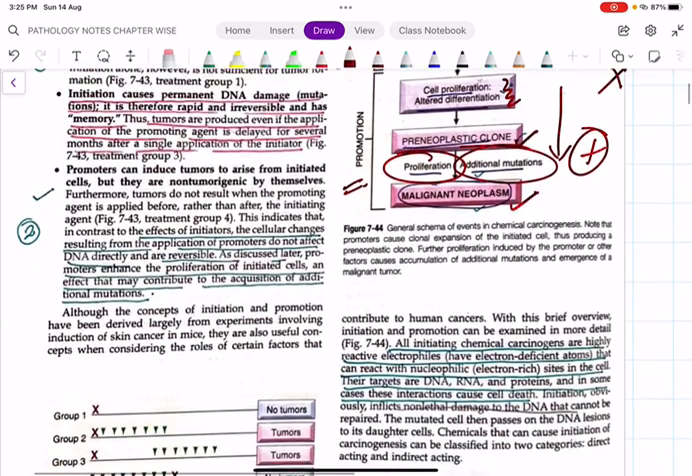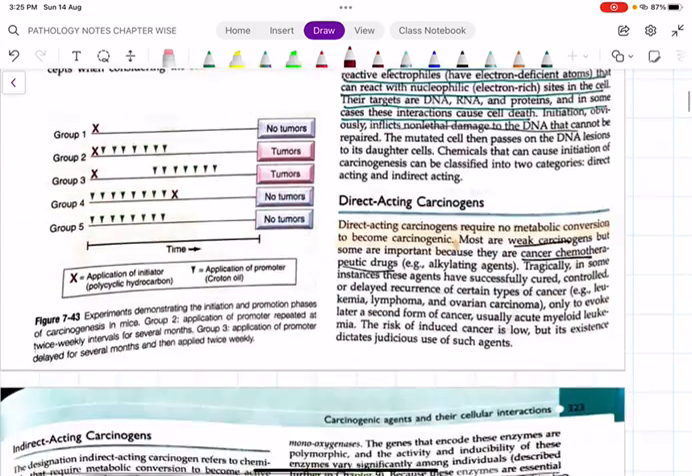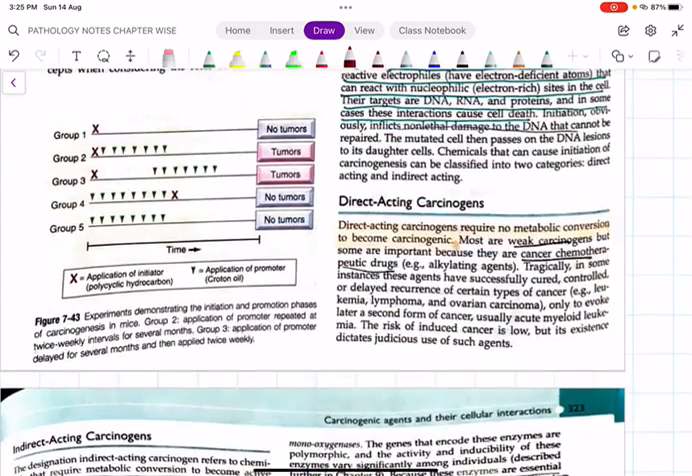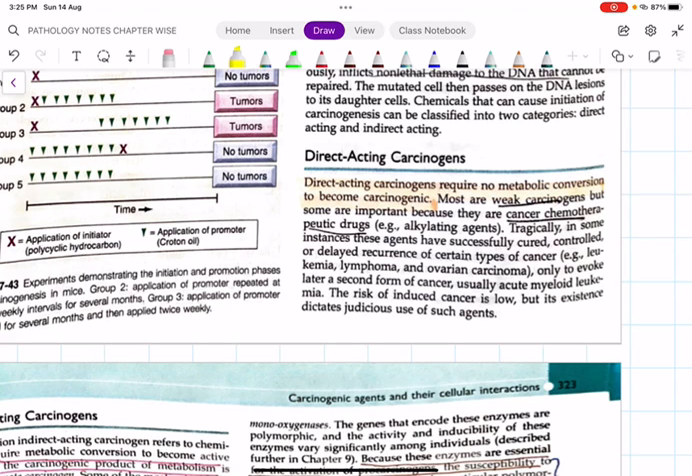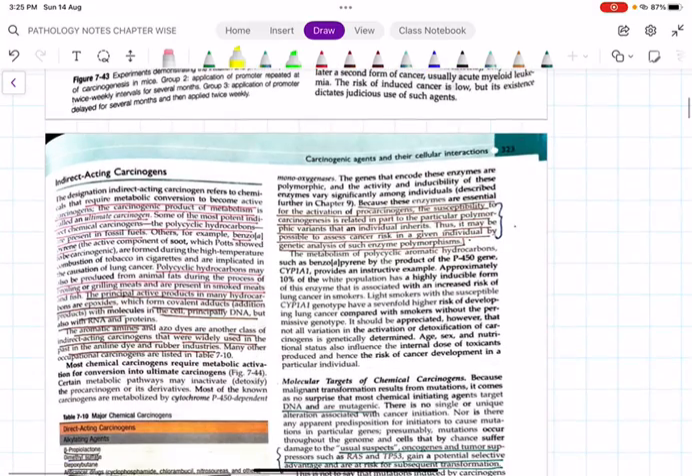Then we have direct acting carcinogens and indirect acting carcinogens. What do you mean by direct acting? That means in order to become carcinogenic, they do not require any metabolic conversion. The best examples are cancer chemotherapy drugs or alkylating agents. The alkylating agents we use for cancer chemotherapy are the most culprit because they can cause other cancers.